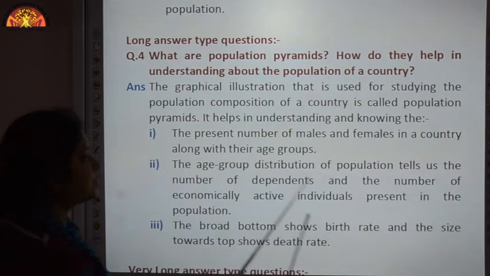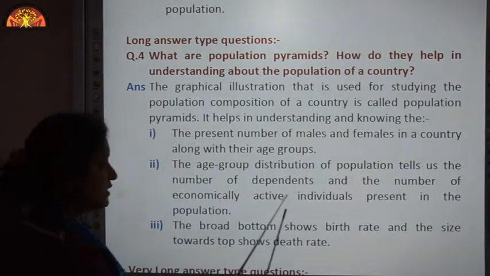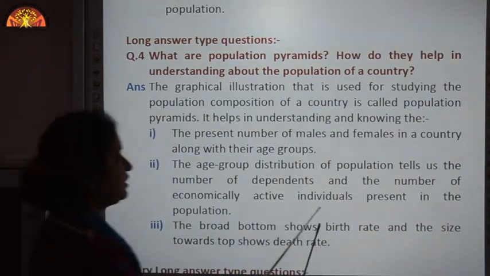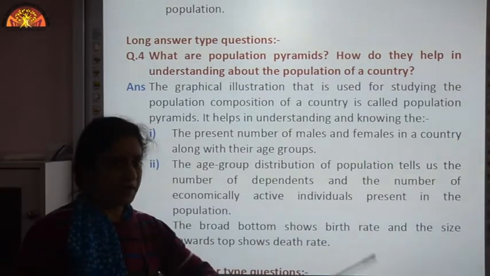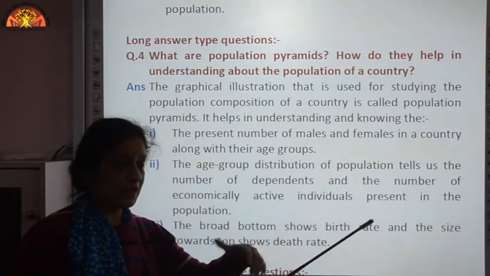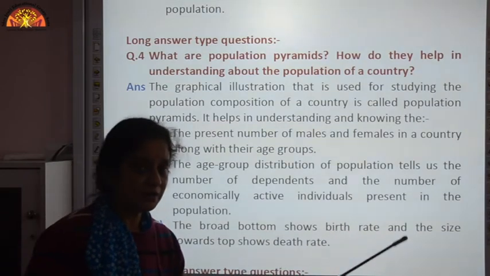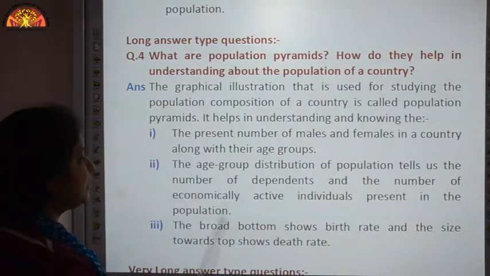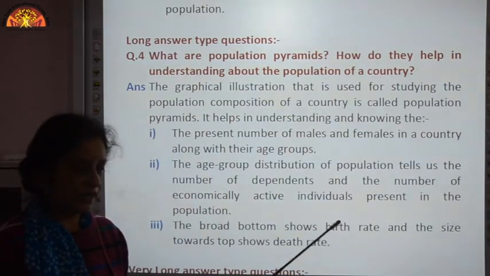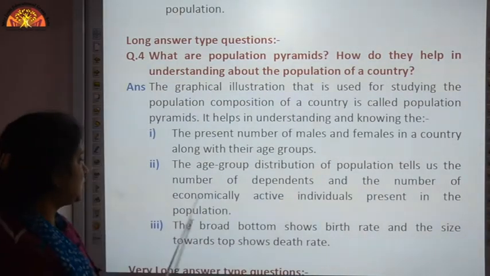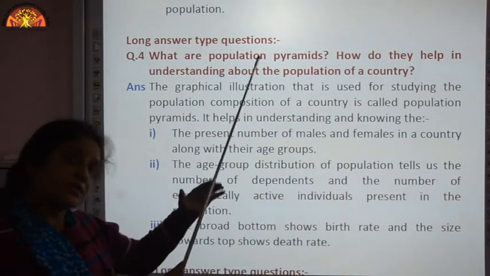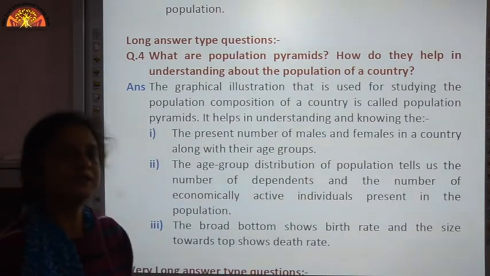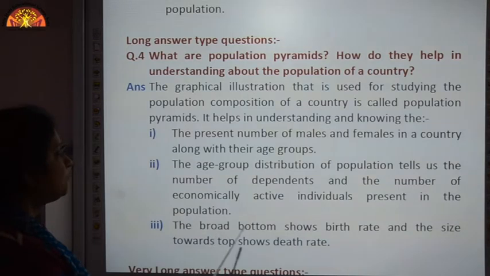The age group distribution of population tells us the number of dependents and the number of economically active individuals present in the population. बेटा dependents means जो कि elderly people हैं और बच्चे हैं, they are dependent. और जो बीच का एक age group है who is active participants of the country and who are earning or an asset for a country, है ना, दे आर इकोनॉमिकली एक्टिव इंडिविजुअल्स. तो एज ग्रुप से देखने से हमें आइडिया लग जाता है कि अगर मिडिल ग्रुप ज़्यादा है तो हम बोलेंगे कि उस कंट्री में इकोनॉमिकली एक्टिव पीपल ज़्यादा हैं, और अगर 0 to 4 या 0 to 10 और 65 प्लस ज़्यादा है तो हम बोलेंगे नंबर ऑफ डिपेंडेंट्स ज़्यादा हैं. ठीक है. The broad bottom shows birth rate and the size towards top shows death rate.